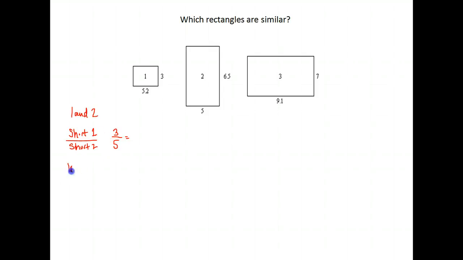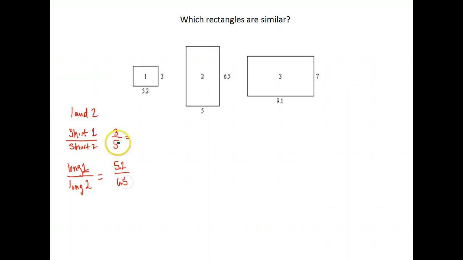Now let's do the same for the long sides, and you do need to put them in the same order. So if you had short from one on top, when you do the long one, you need long from one on top. If you reverse that order, it's going to mess up your answer. Okay, so the longer side from rectangle 1 was 5.2. The longer side from rectangle 2 was 6.5.